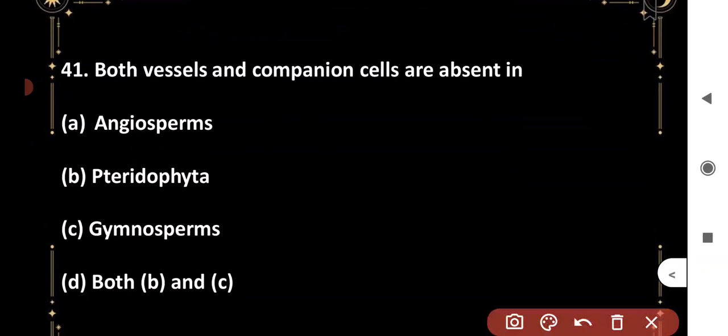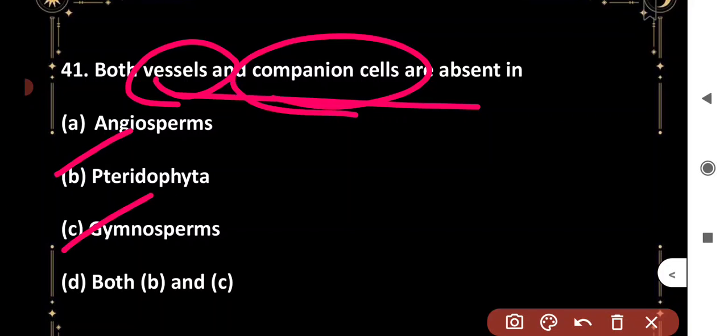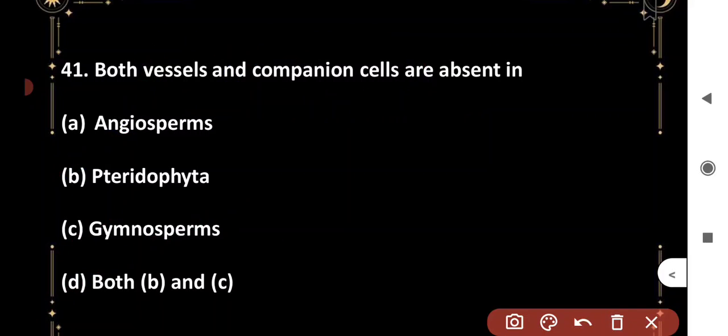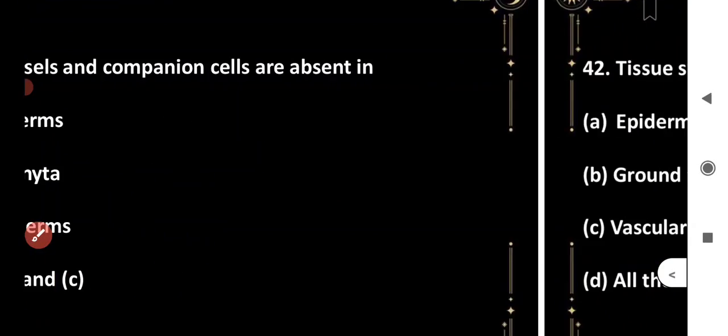Both vessels and companion cells are absent in: vessels are not there, companion cells are not there. It is in pteridophytes and gymnosperms. So B and C, D is the correct option. Both B and C, meaning pteridophytes and gymnosperms lack vessels and companion cells, right?